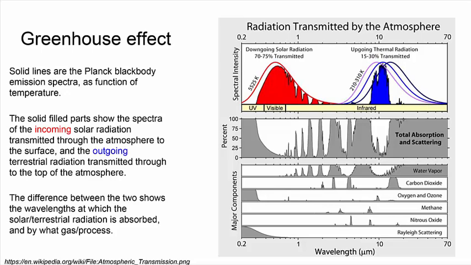I'm just trying to point out what absorbs the solar radiation. You can see some of these molecules. Water vapor absorbs some of the incoming solar radiation, and carbon dioxide has a little band here, but a large portion is absorbed by oxygen and ozone and scattered back out.